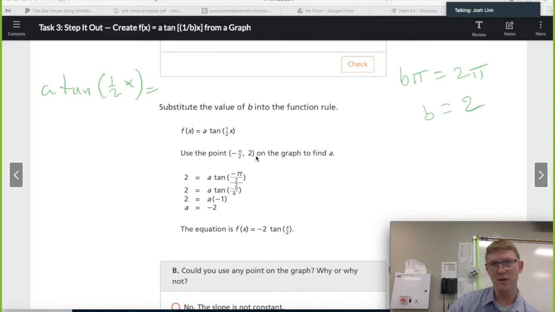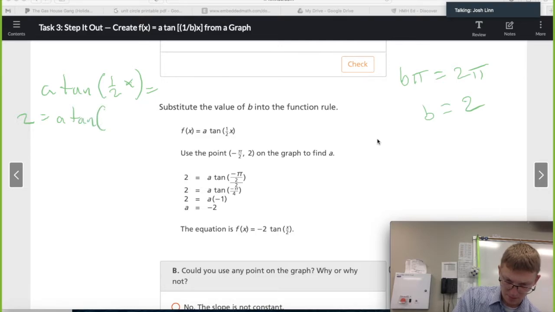So that is our x. We're plugging that in, and that's going to equal 2. So we have 2 equals a tangent of 1/2 times a negative pi over 2. And then we want to evaluate tangent, shove it over to the other side, and we're good to go, right?